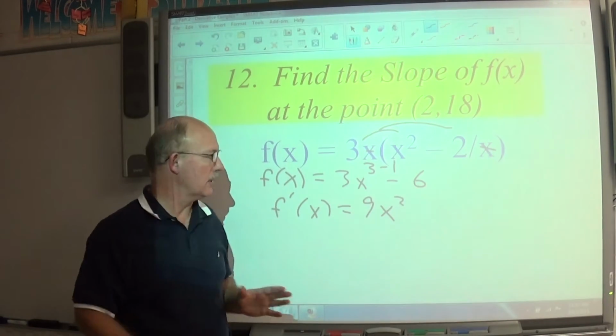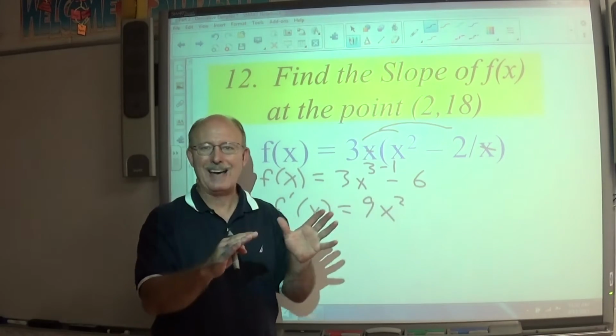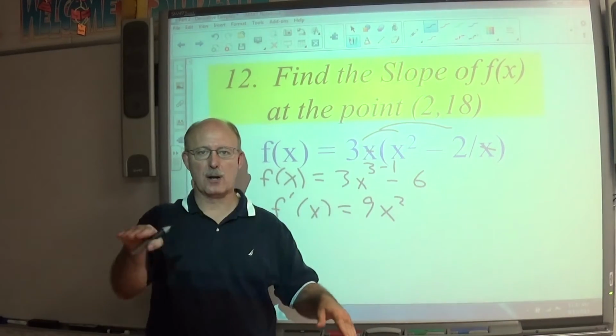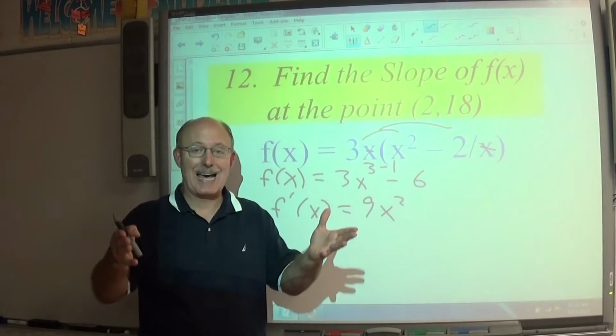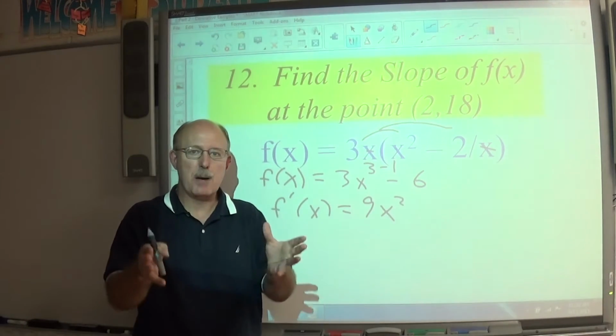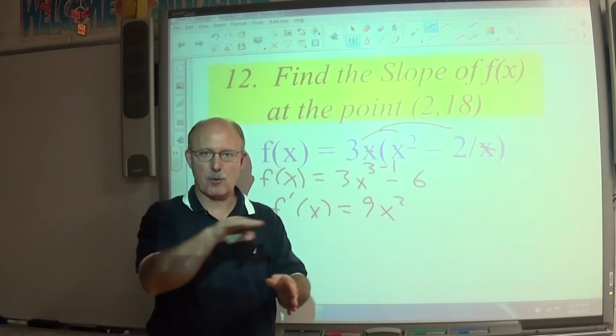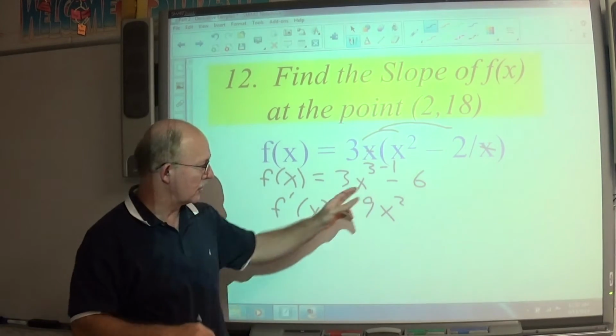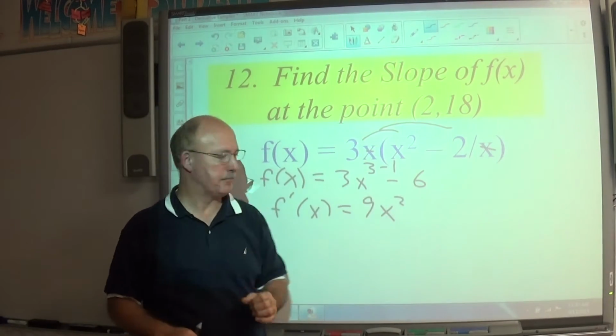6 is a constant. Think of the graph of y equals 6 as being a horizontal line, right? The slope of a horizontal line is 0, so the derivative of 6 is 0. So think of a number or a constant, and just imagine the graph is always a horizontal line. So the derivative of any constant is 0.